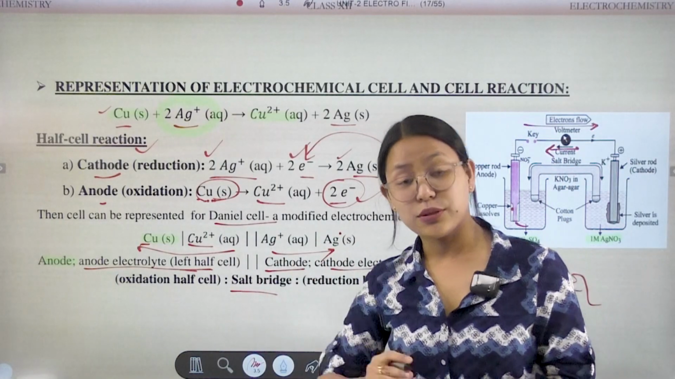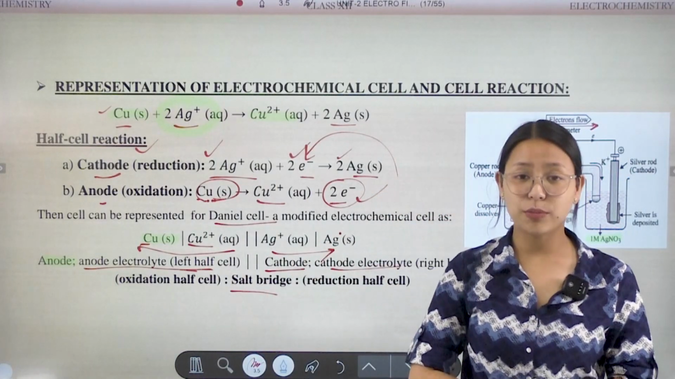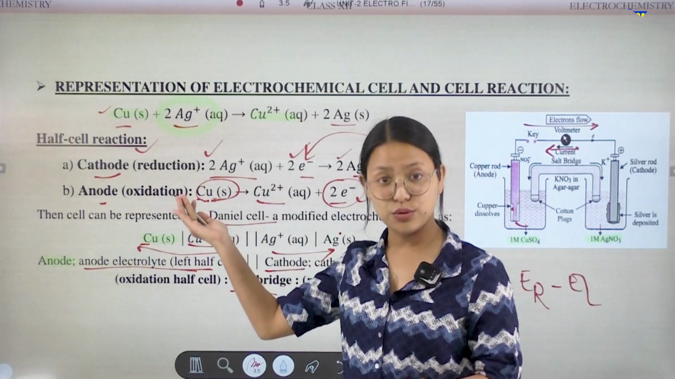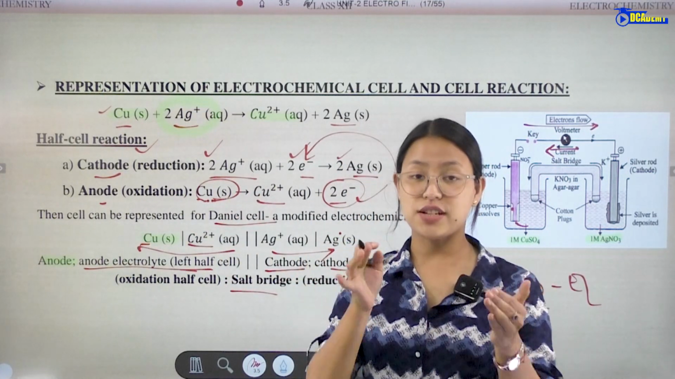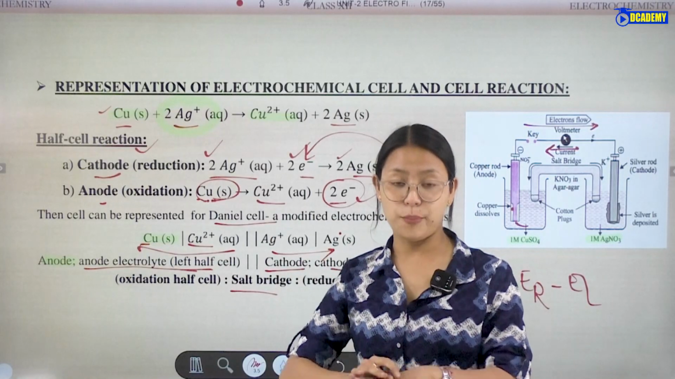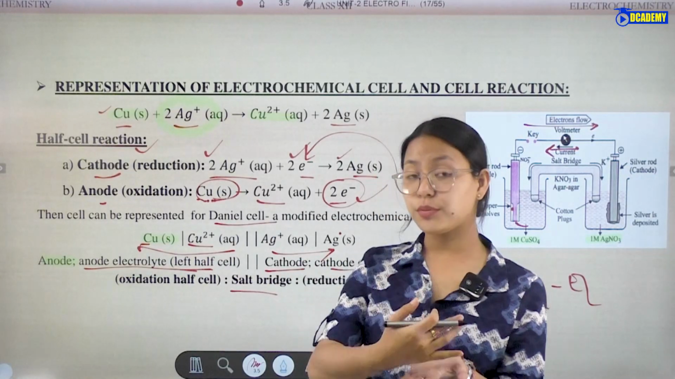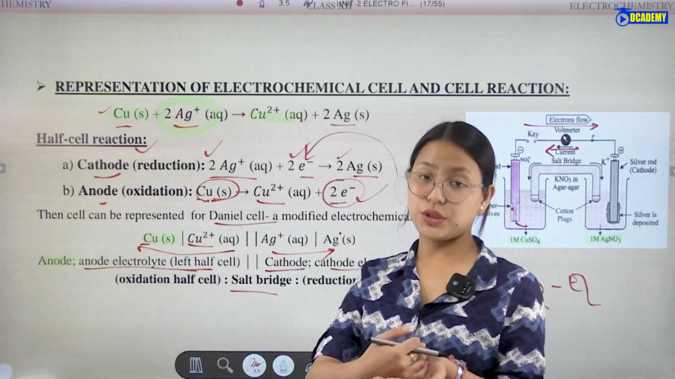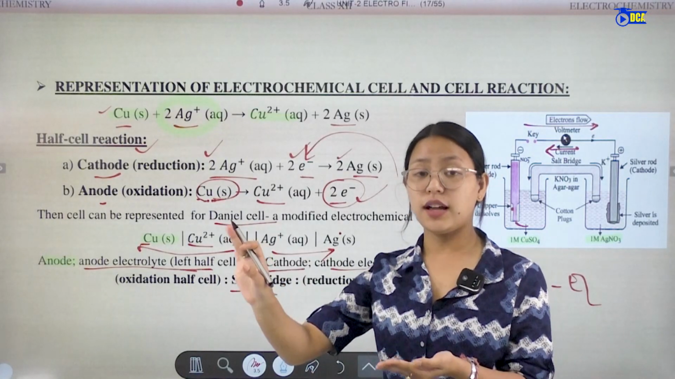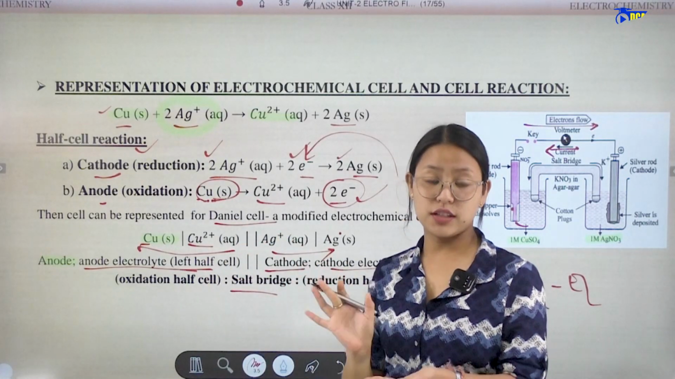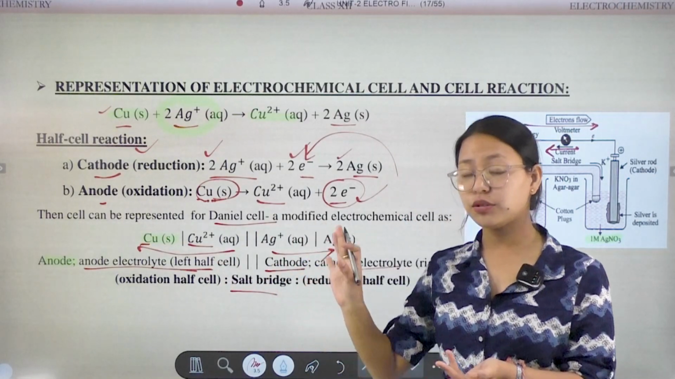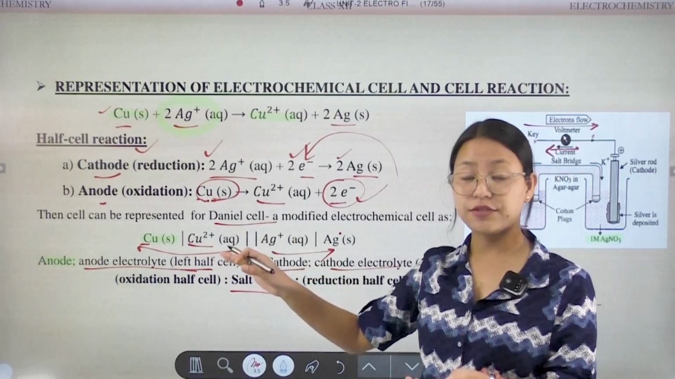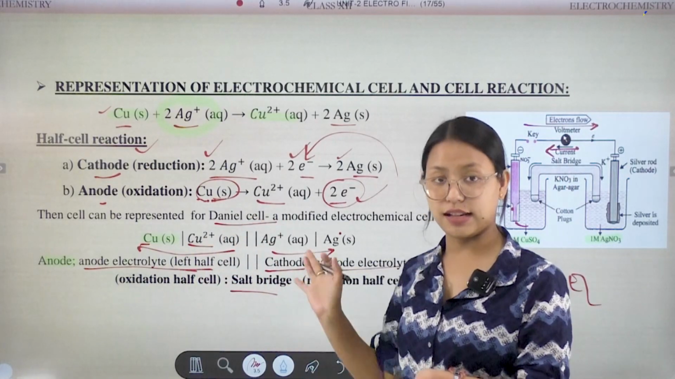From the overall reaction, we deduce the half cell reactions. After the half cell reactions, we are going to identify which will undergo reduction, which will undergo oxidation. Oxidation half cell, reduction half cell. After that, we are going to classify them as the anode side and the cathode side.